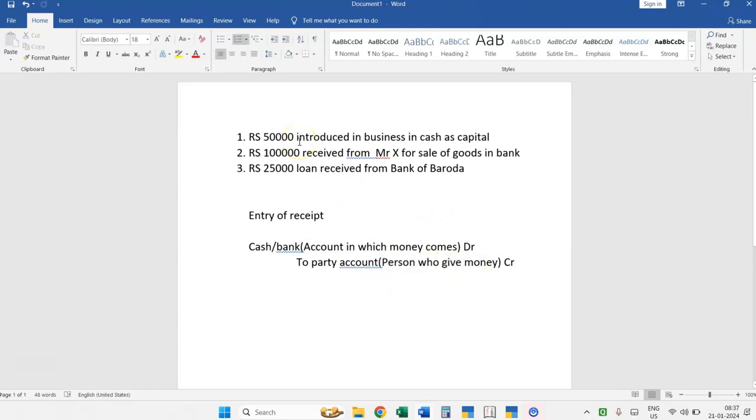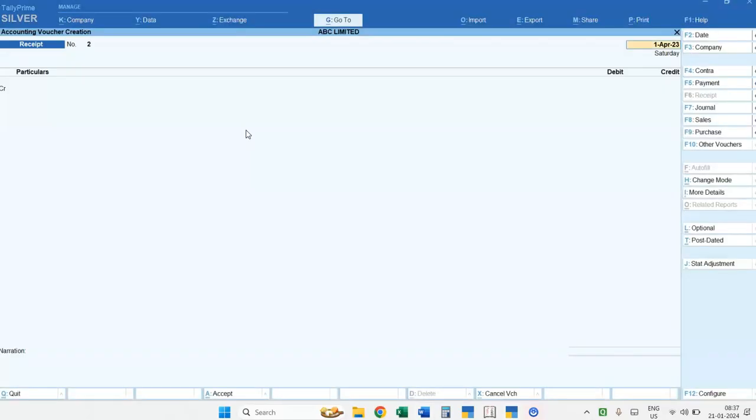So here now we are discussing the first transaction: rupees 50,000 introduced in business in cash as capital. So what will be the entry? Cash is coming in, so cash account will be debited to capital account, 50,000. Now we are making this entry in TallyPrime 4.0.